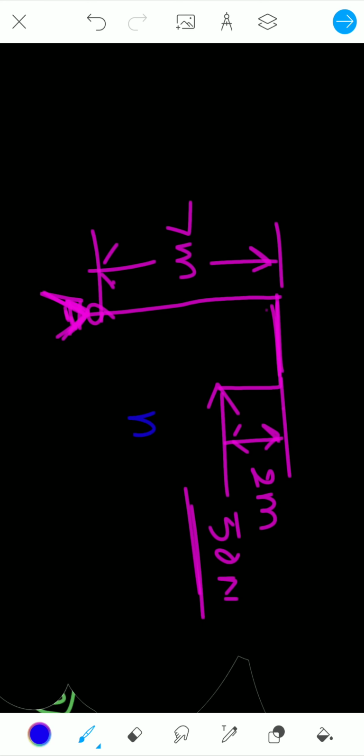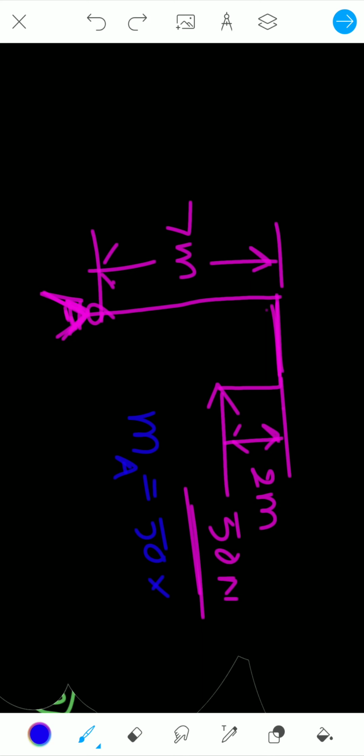Moment about point A equals force, here 50 newtons, into which distance we have to multiply this 50 with, so that we will get the amount of moment which the point A is subjected to. Is it 2 meters or 7 meters? Which distance I have to write here?